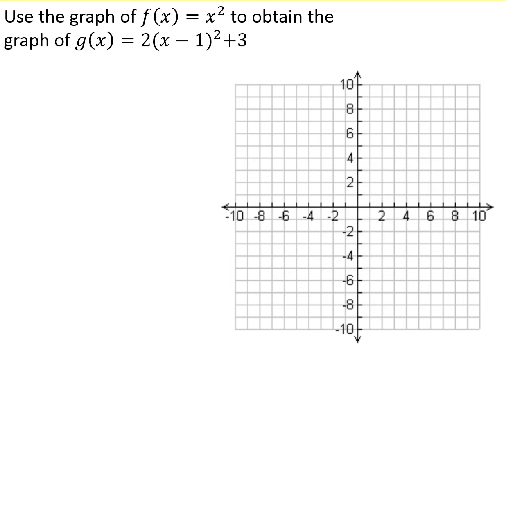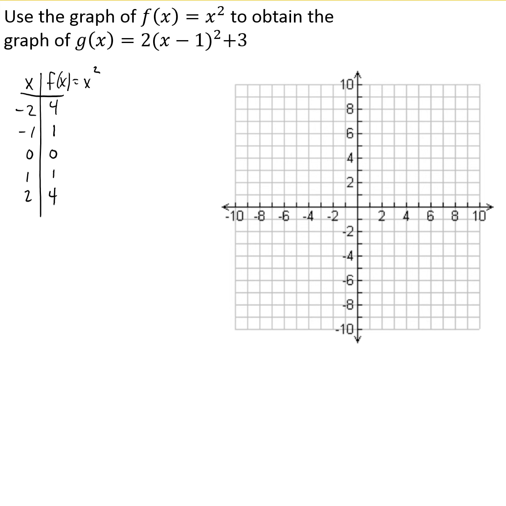Here we're going to start with the graph of f of x equals x squared, which is going to be our common parabola, your u-shape. And so to get those points to plot, we can go ahead and plug in the integers from -2 to 2. So -2 squared would be a positive 4. -1 squared is positive 1. 0 squared, 1 squared, and 2 squared.